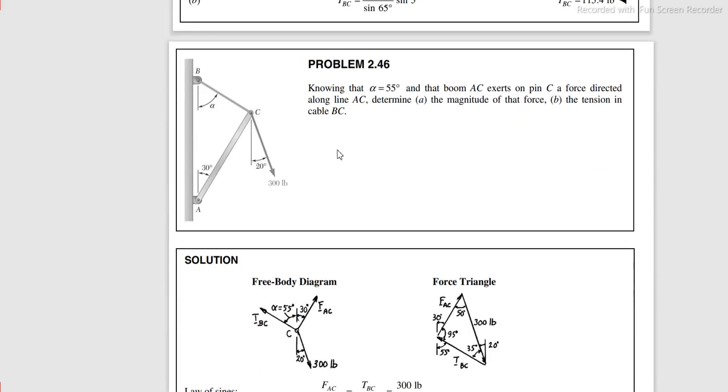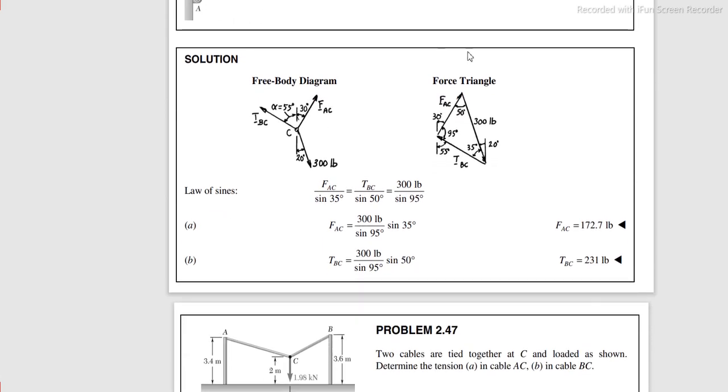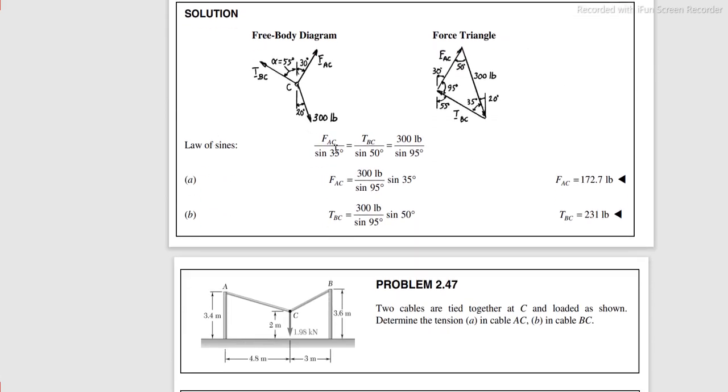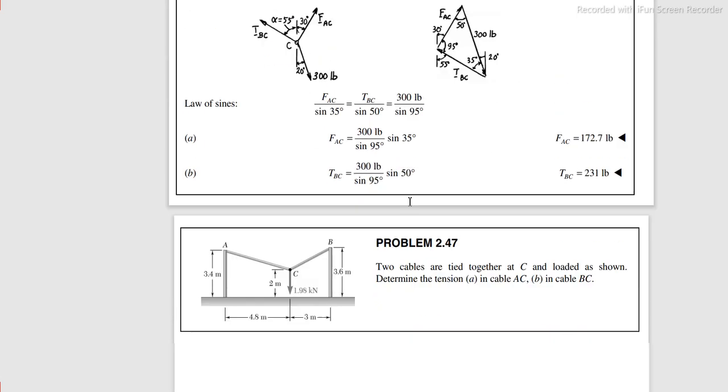Problem 2.46. Knowing that alpha equals 55 degrees and the boom exerts on pin C a force directed along AC, determine the magnitude of that force and the tension in cable BC. Very easy question, and this is the free body diagram and force triangle, and using the sines law, the tension as well as the force will be measured very easily.